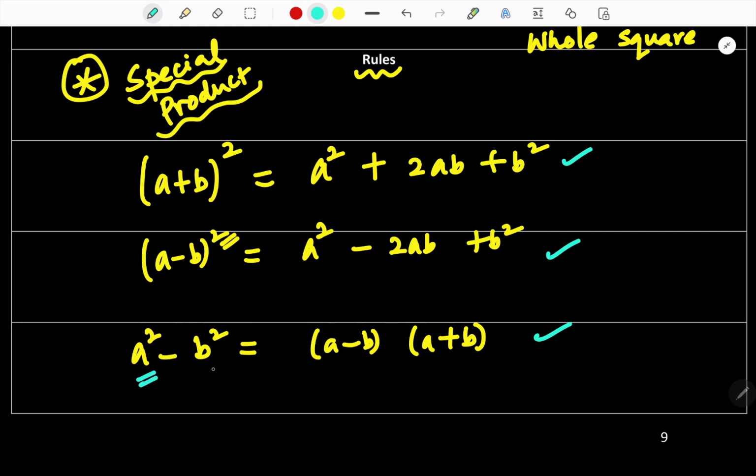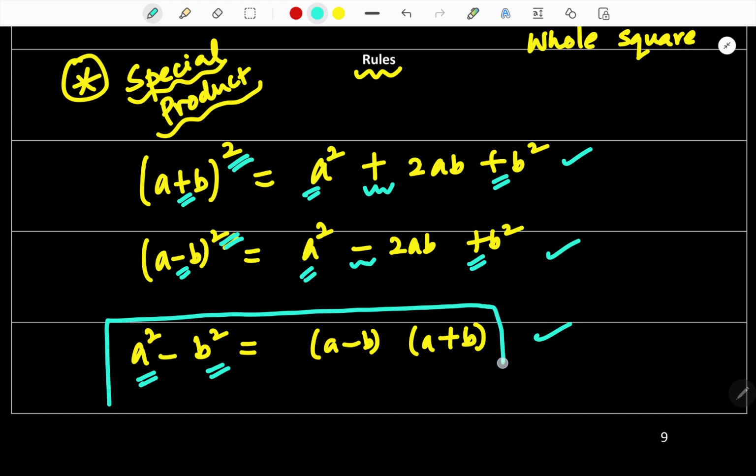Look here, this is totally different, and this is different, and this is different. Here it's plus, here it's minus. So this term will be different and this term will be different. This is same, this is same, this is same, this is same. But this rule is totally different. So most of the places we will try to use this rule. So make this rule very, very important, which is a square minus b square is a minus b times a plus b. Okay, right.